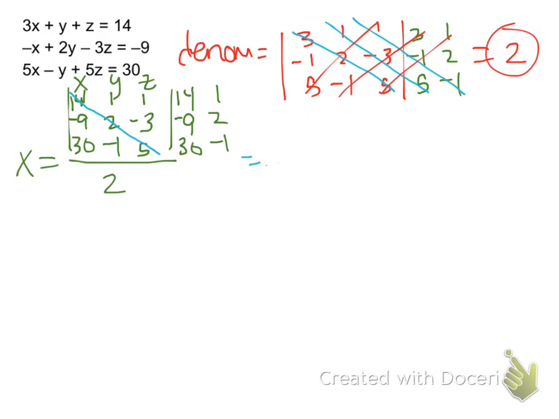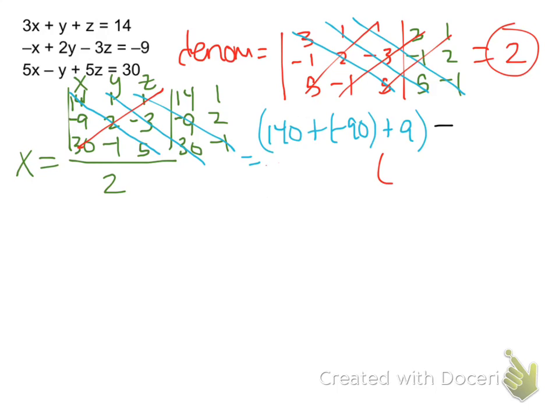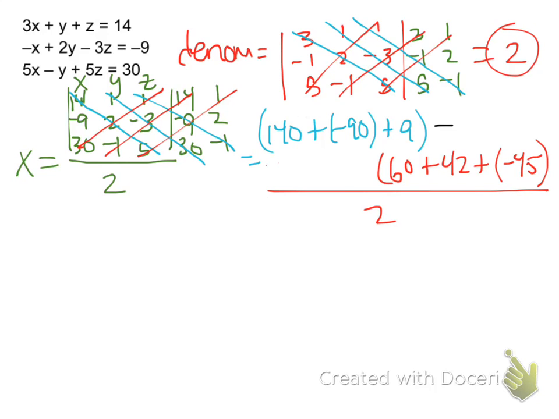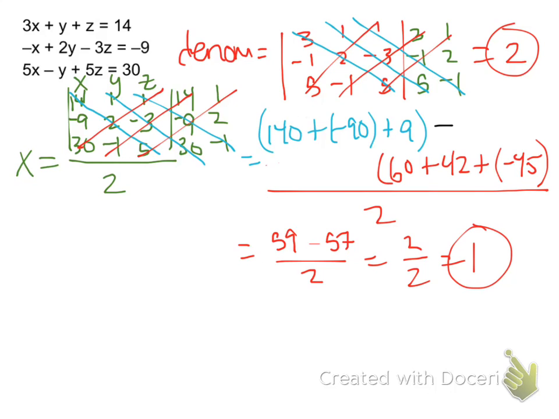So again, my down diagonal is going to be 140 plus a -90 plus 9. And then my up diagonal, so minus 60 plus 42 plus -45. Keeping in mind again that this is still all over 2. So when I simplify this, I'm going to get 59 minus 57 all over 2. 2 over 2 is 1. So my x-coordinate now is 1.